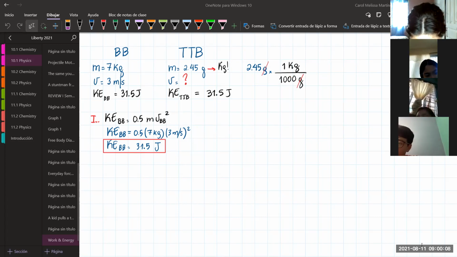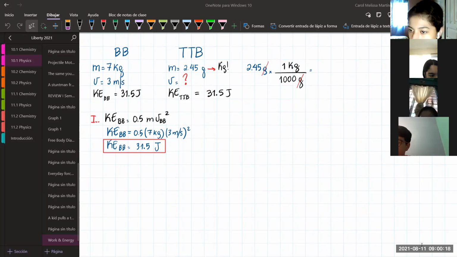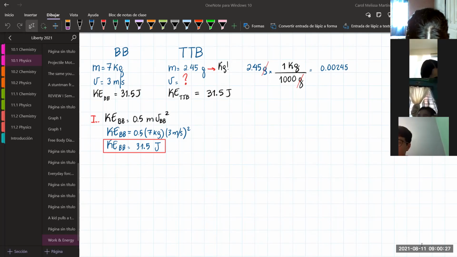How much is this? It is 0.00245 kilograms, okay? Because that's the remaining unit, the unit that you didn't cancel. Now, you can write the answer like this, or you can write it in scientific notation.